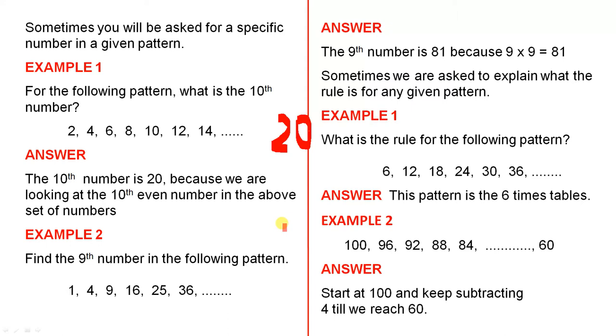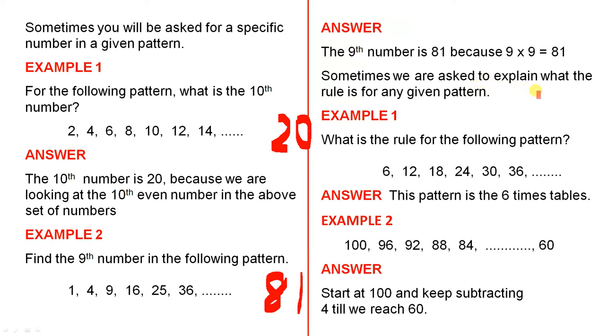Example 2, find the 9th number in the following pattern. 1, 4, 9, 16, 25, 36. The 9th number is 81 because 9 by 9 equals 81. Now, 1 squared, 2 squared, 3 squared, 4 squared, 5 squared, 6 squared, 7 squared, 8 squared, 9 squared. So, the 9th number is 81.